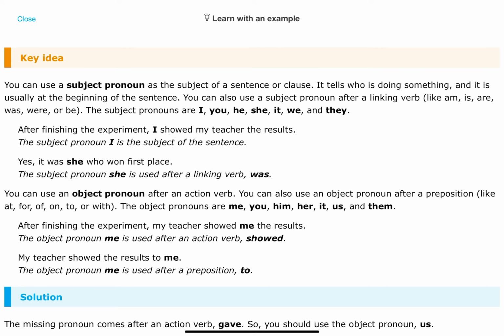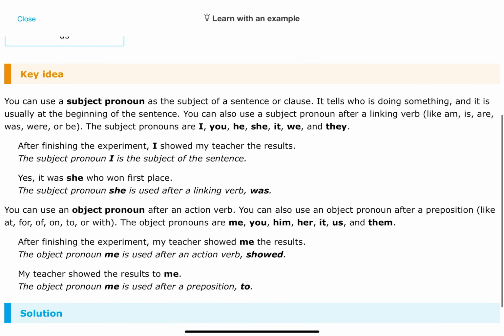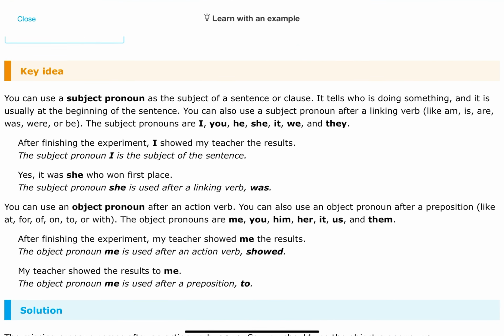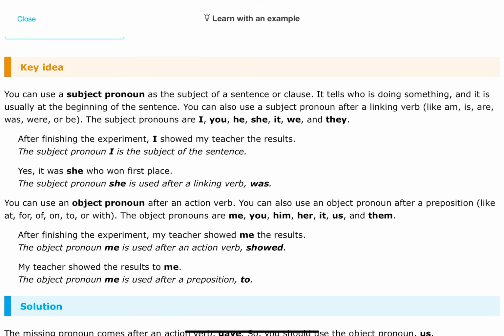For example, after finishing the experiment, my teacher showed me the result. Compare that with: after finishing the experiment, I show my teacher the result. Here, when we use the object pronoun, after finishing the experiment, the teacher showed me the result, showed is an action verb, so we use an object pronoun. Here, I is used as the subject of this next part of the sentence, so yes, we use a subject pronoun.